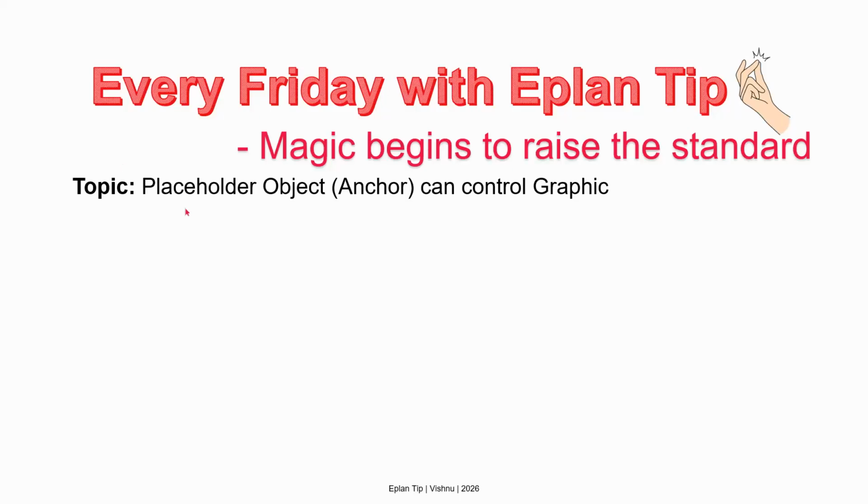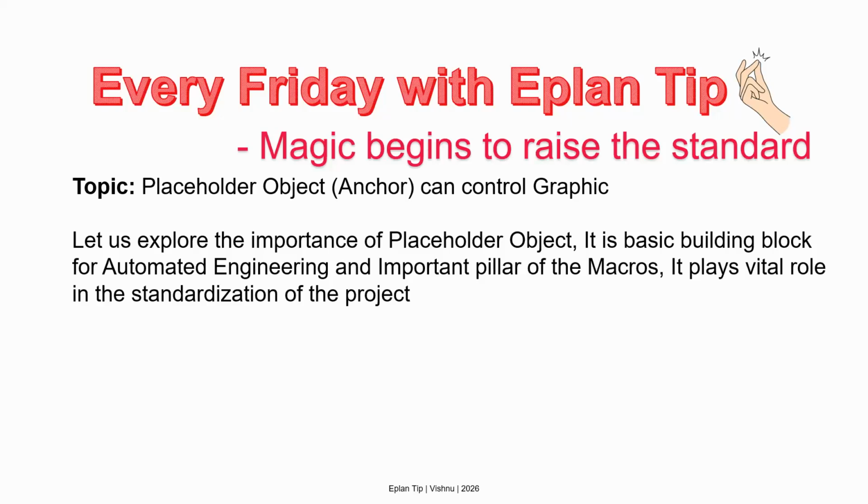So with that, what I want to tell you is, is it possible that we can control the placeholder object with the help of a graphic part? Because whenever we saw that hanger symbol placeholder object, we saw that okay, it can do only the ratings and all those things. So we'll go a little deeper and try to understand what all the things this placeholder object can do. What is the role it plays in automated engineering? I would say that this will be a basic building block for automated engineering, and as I said earlier also, it is an important pillar of the macros.